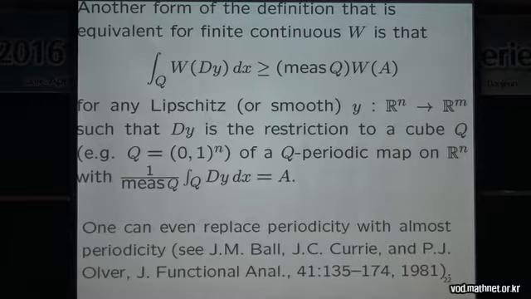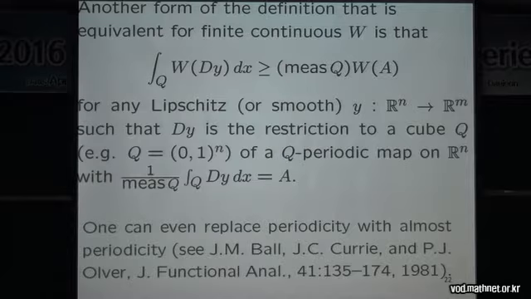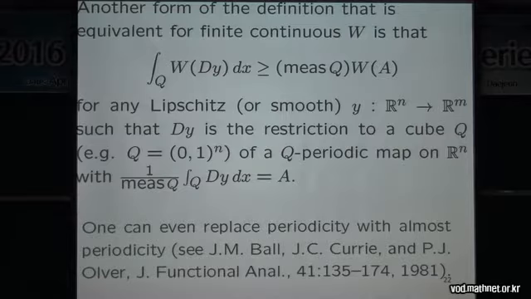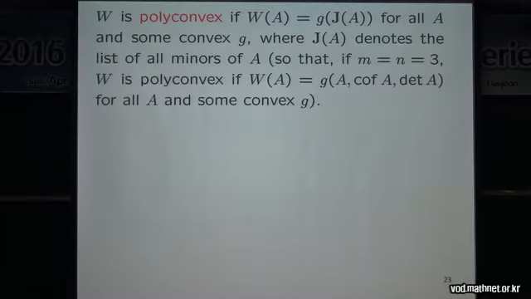So there are all sorts of different ways of expressing this condition, but in the end you have some kind of Jensen's inequality for gradients, and the question is, how on earth would you decide whether a function satisfies this condition or not? The answer is, we don't know how to do it, actually, which is worrying. What do we know? Well, we know a lot of things, but we don't know that. There's another condition called polyconvexity, which says W is polyconvex if you can write it as a convex function of the list of all minors of the matrix A. Minors are subdeterminants of the matrix.